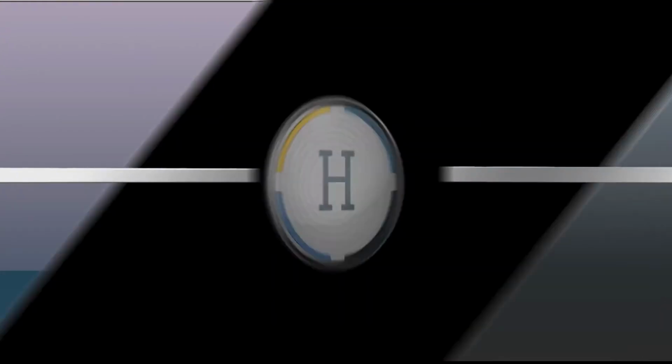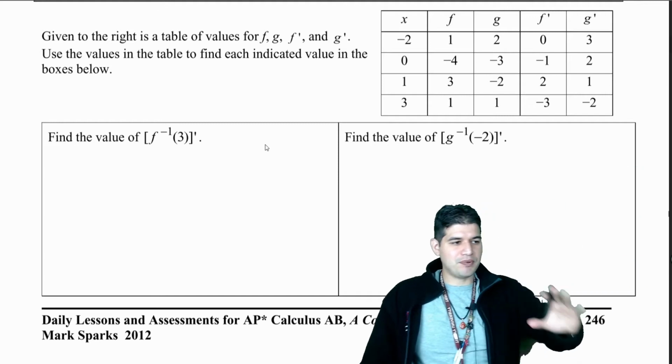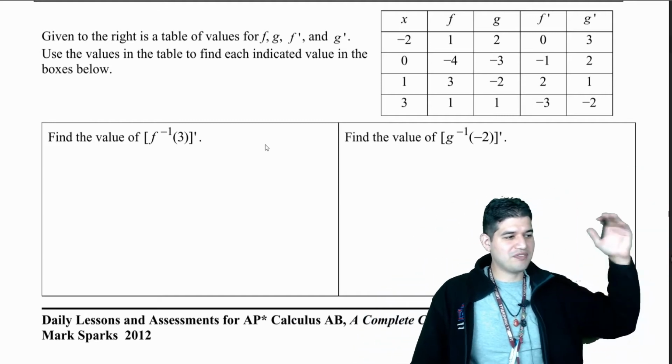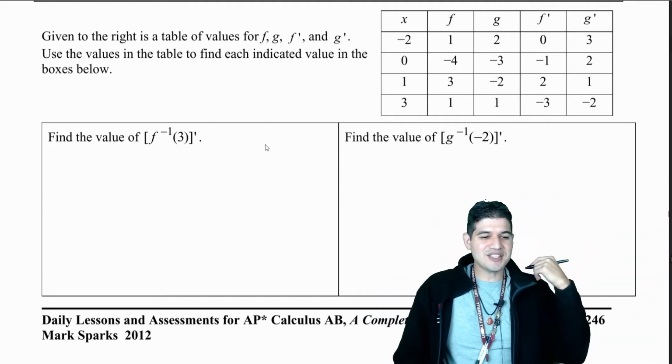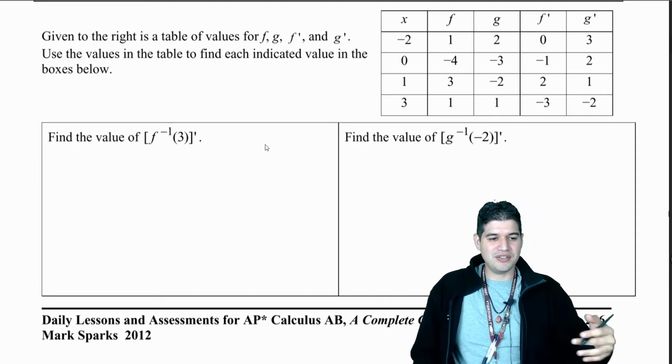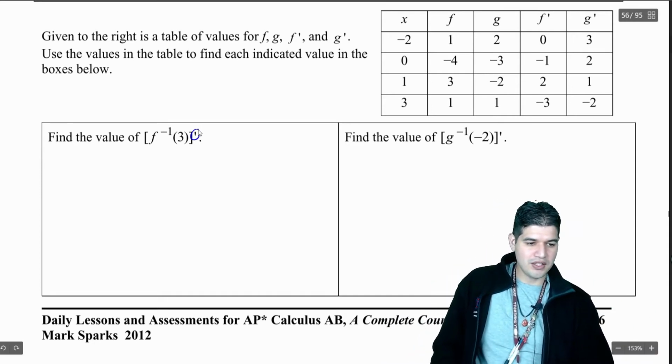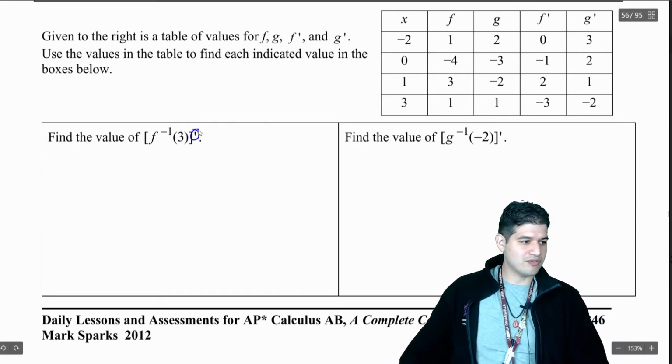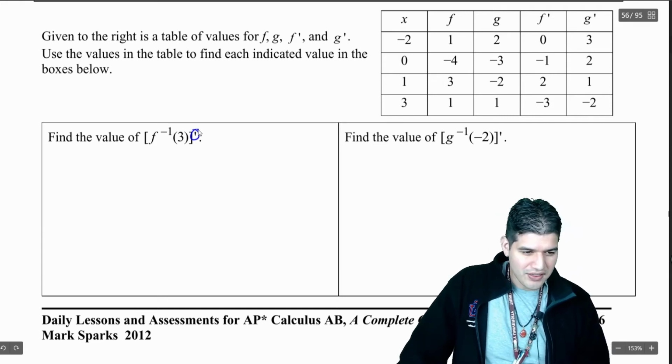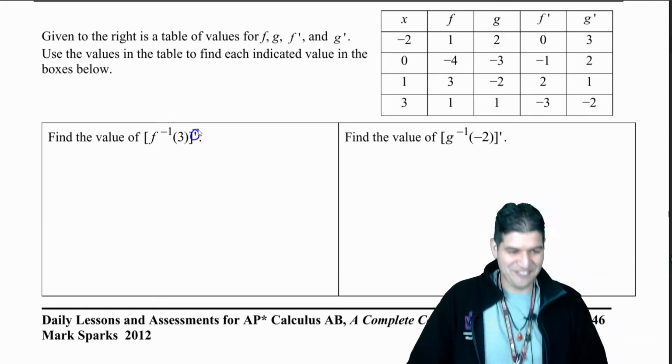All right, so here I am. We've got this big table, right? We've got f, g, f prime, g prime, okay? And so we want to find the value of the derivative of the inverse of f at 3.